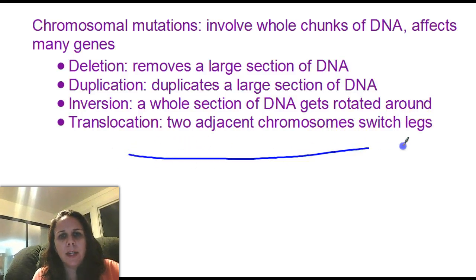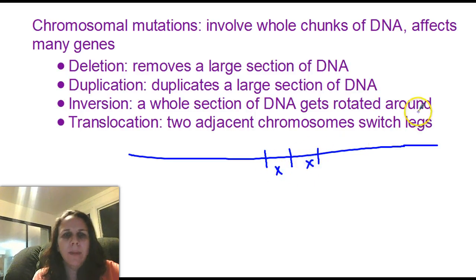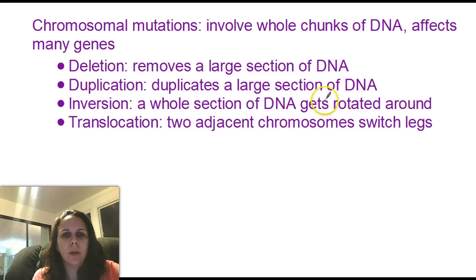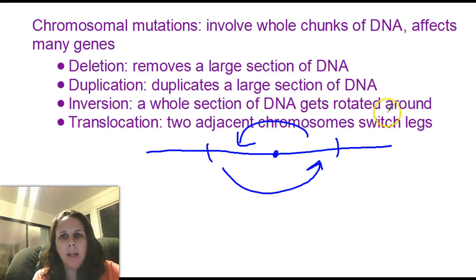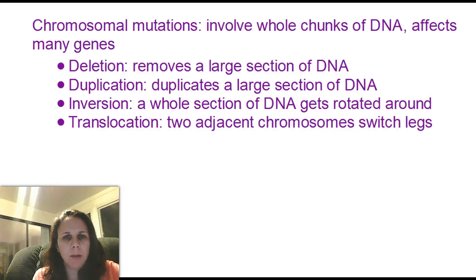Next kind is a duplication, where I'm going to take a chunk of DNA and duplicate it and then add it on, so my DNA actually gets a little bit longer, and it's got a repeat here and here. And so having more DNA is not necessarily a good thing. It usually causes problems. We have an inversion, where we have our chunk of DNA, and then this part, so pretend that's the middle, kind of rotates from here to here, and now this middle segment is completely backwards.